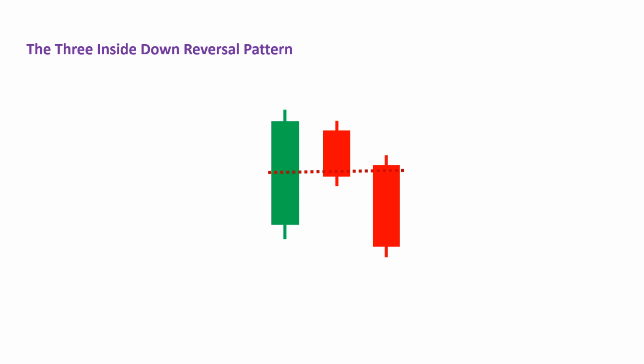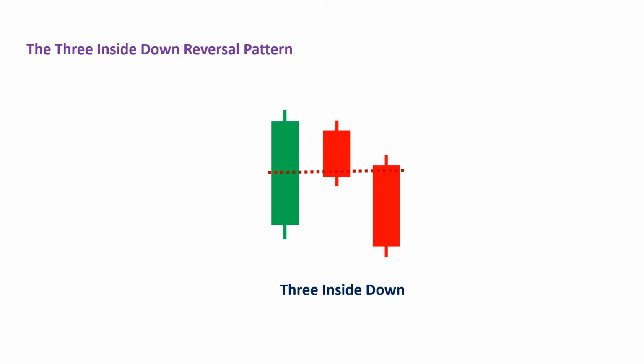The 3 inside down reversal pattern is a strong bearish pattern that consists of 3 candles. The first one is a strong bullish candle. The second one is a strong bearish candle that should be engulfed by the bullish candle and close about the mid half of the previous bullish candle. The third candle is also a bearish candle that should close below the low price of the first candle, ideally close below the low price of the second candle. This is how the 3 inside down reversal pattern looks like.